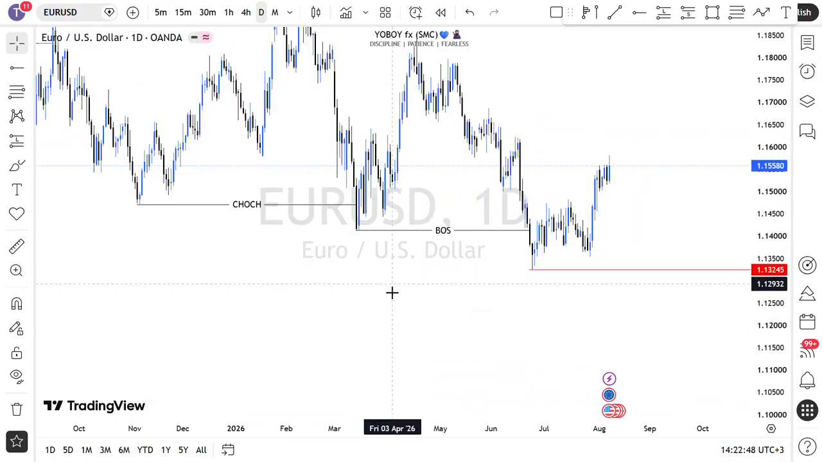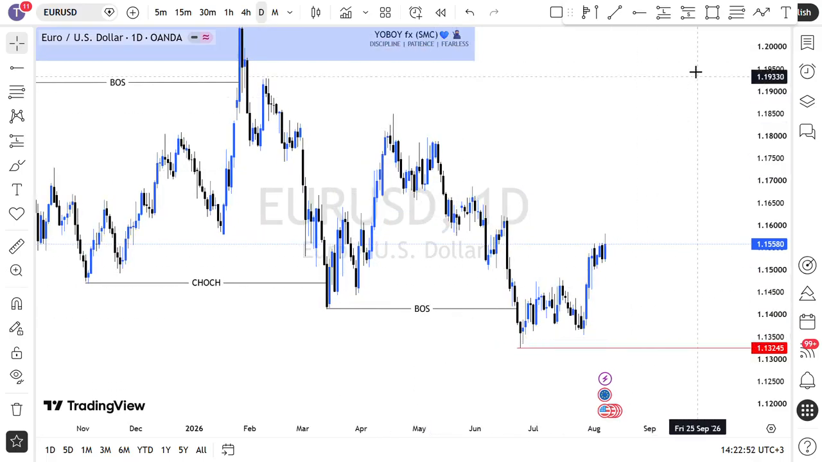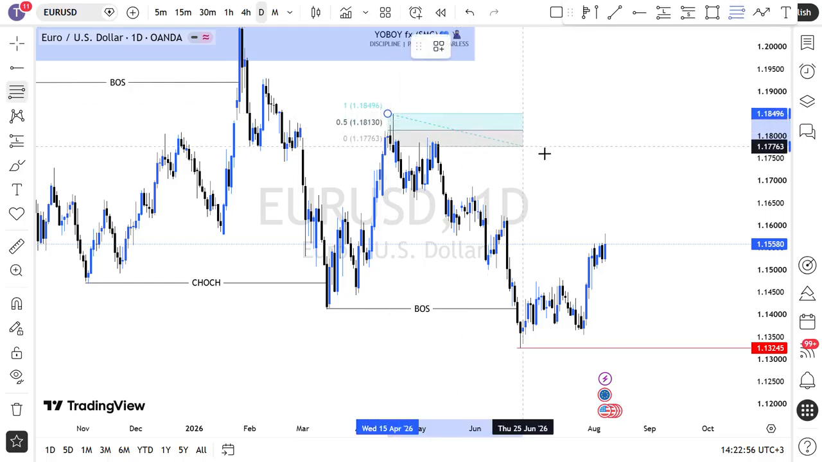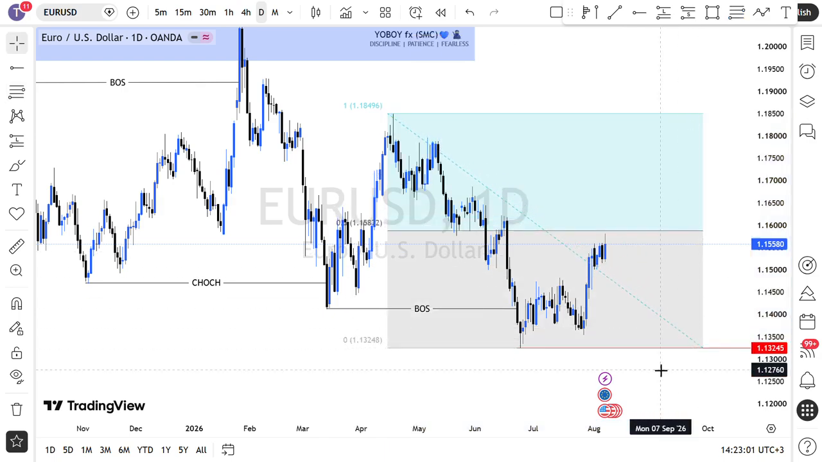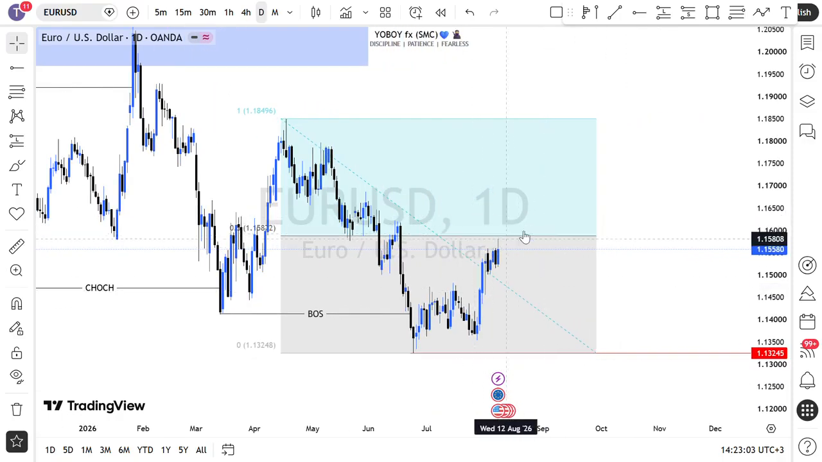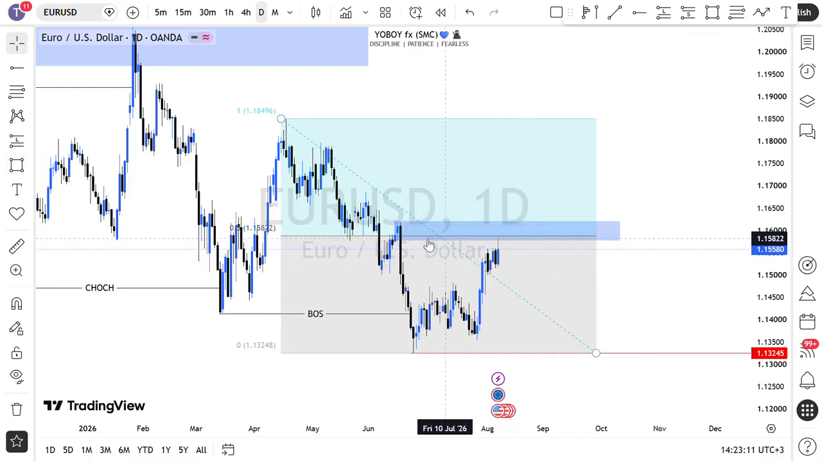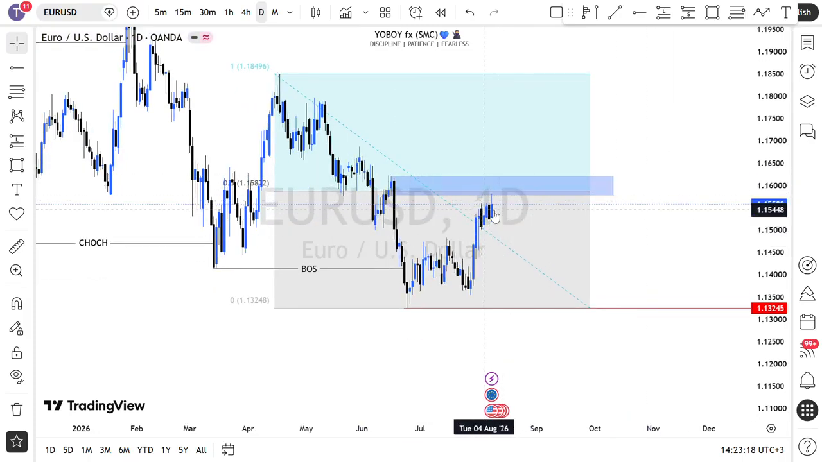Currently, price formed this recent break of structure, and as always we expect price to have a pullback at least into a 50% level before we look for a continuation entry to the downside. So we have this area here as our 50% level, and currently price is approaching that point of interest. If we want a confirmation from this point of interest around the 50% level, we want to see a change of character to the downside.